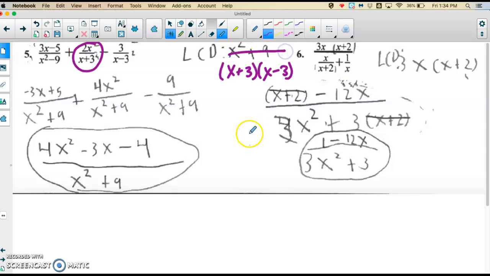Don't factor it out. And then for this one, same deal. See how you're taking the x plus 2 and the x plus 2, crossing those out. CLT first, combine like terms first.